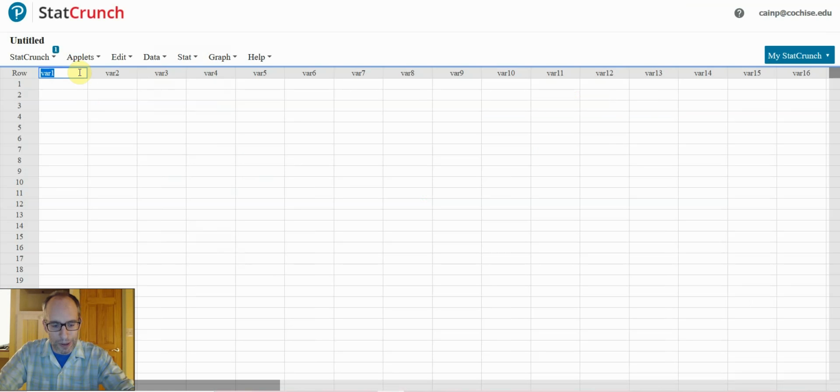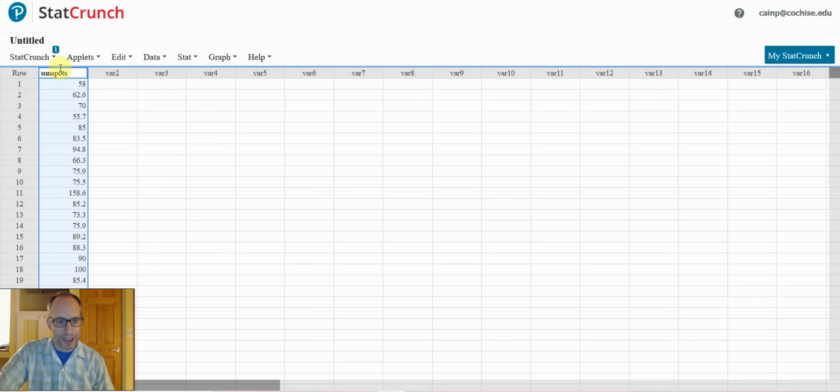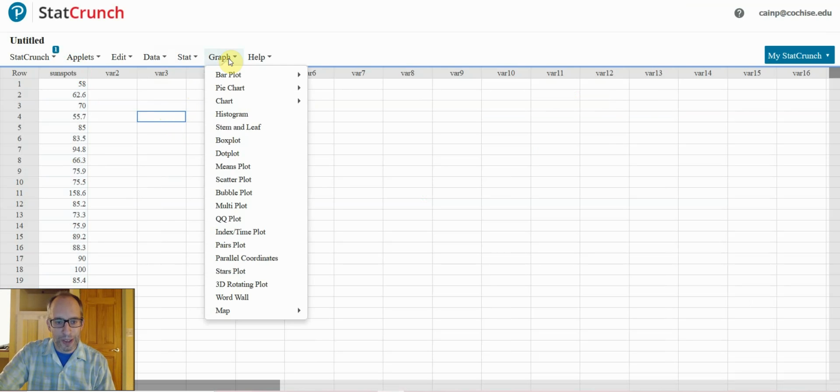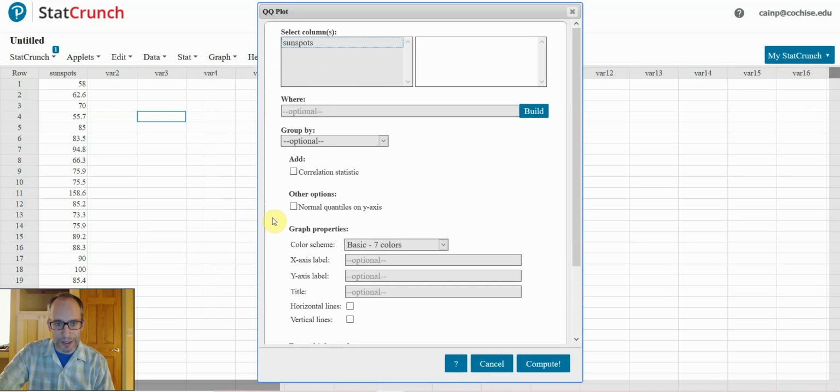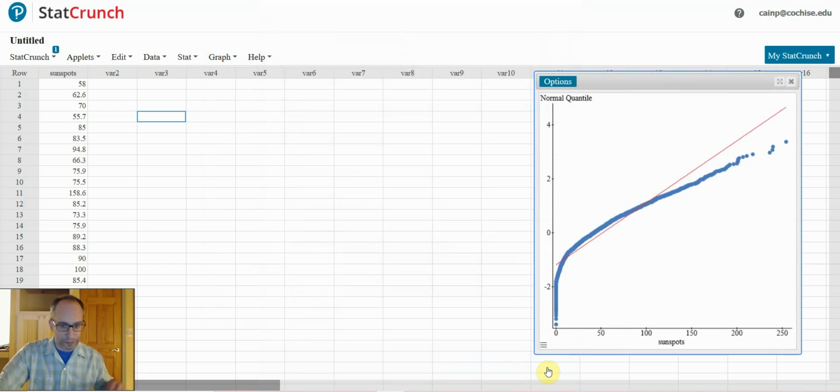So copy it right there. And I copied it into the heading so that way sunspots would show up in the heading and not in one of the rows where the data is supposed to go. All right, so then what you do is you go to graph, and then QQ plot's one of the options. It's down here. So if I click on that, then I want to select my column where my data is, which is the sunspots column. And then if you just click this box right here for normal quantiles on the y-axis, then that should do it. So then if I click compute, there we go.